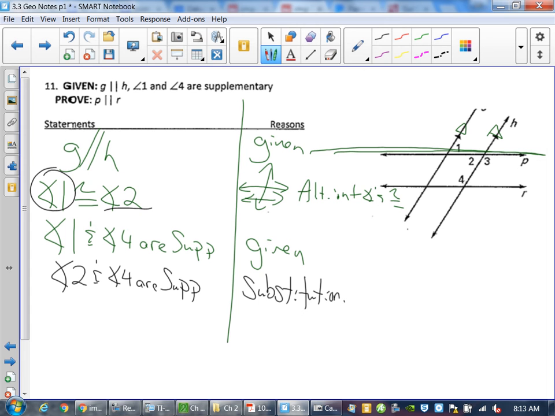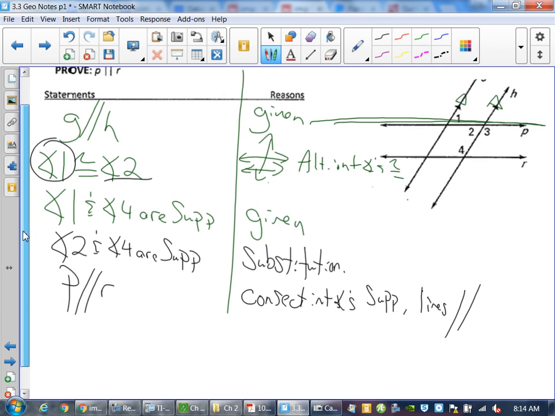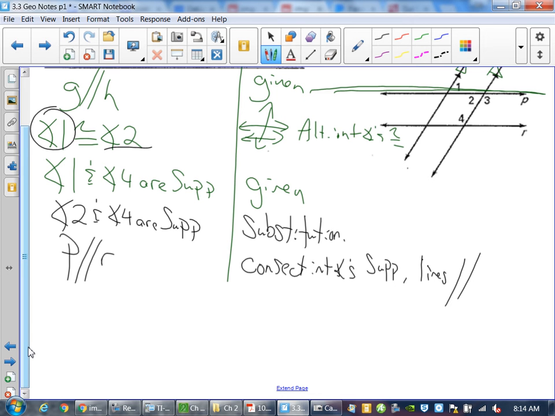Actually, I didn't even need to use congruent supplements here. Because what's the angle pair relationship between 2 and 4? Consecutive interior. So now that we have consecutive interior, then I can say the lines are parallel. And that's how these are going to work. They're so straightforward. Okay? So straightforward. So I've done 4 of them.